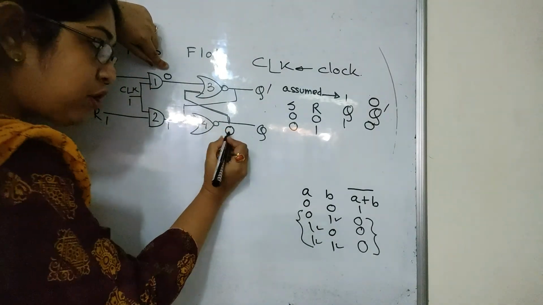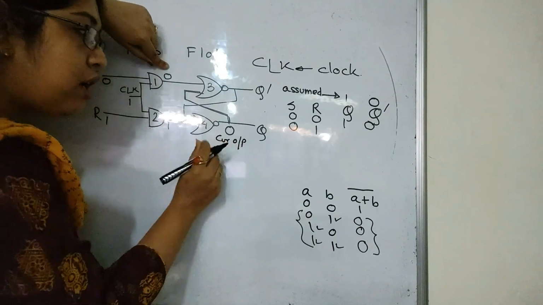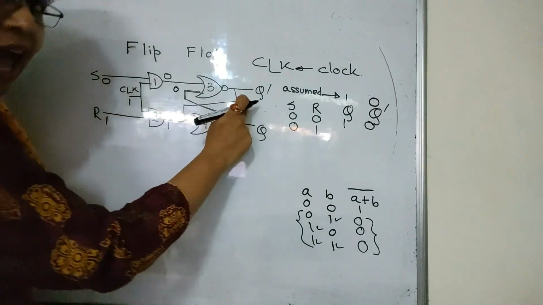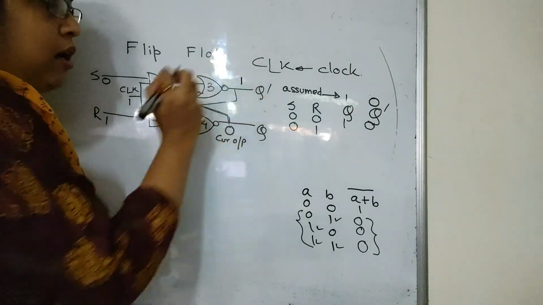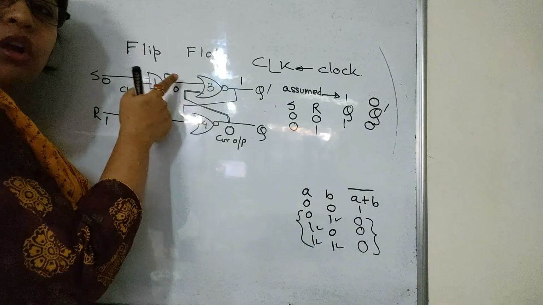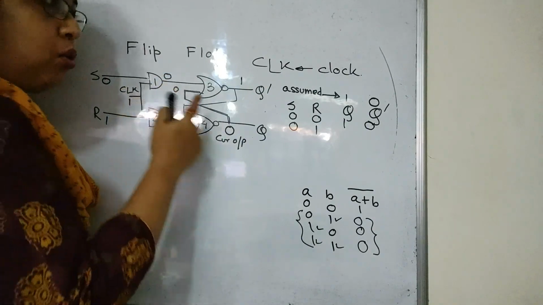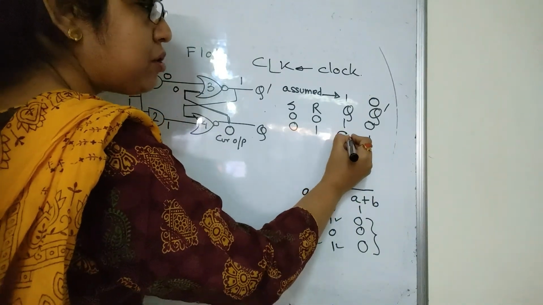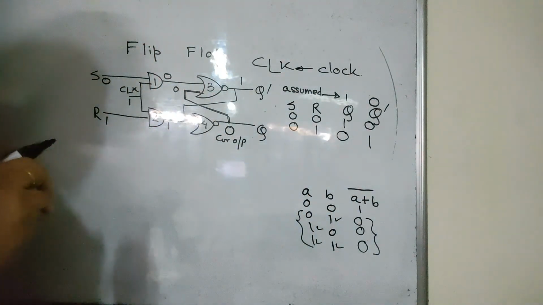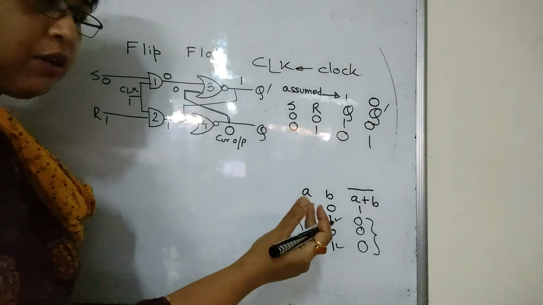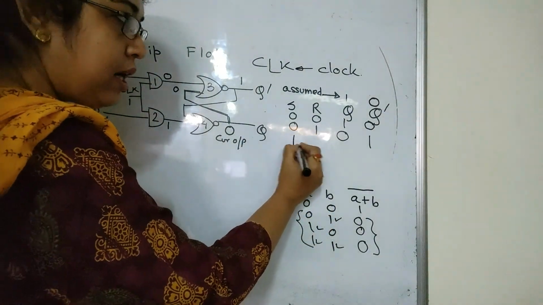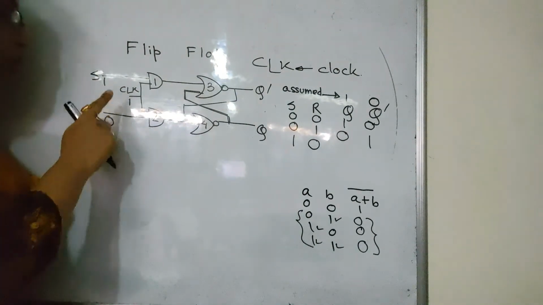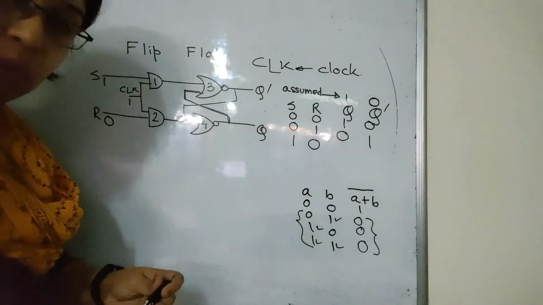This 0, which is the current output, is going to be fed into NOR gate number 3. So Q dash will become 1 because NOR gate number 3 has got both the inputs as 0. So therefore Q dash becomes 1 and Q becomes 0. Now we will reverse the input. S value as 1 and R value as 0.